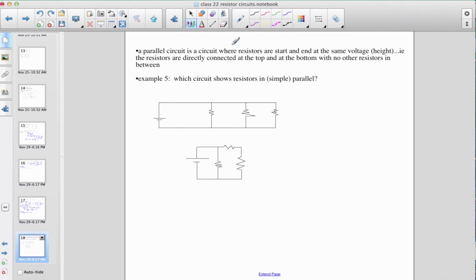Next, let's do a parallel circuit. Parallel circuits are circuits where resistors start and end at the same voltage. That means they're connected at the top, like these three are, and connected to the bottom with no other resistors in between. Those will be in parallel. Now in the second circuit, this resistor and this resistor are not in parallel because there's another one across the top branch there. Although these two resistors end at the same voltage, they don't start at the same voltage, so they're not in parallel.